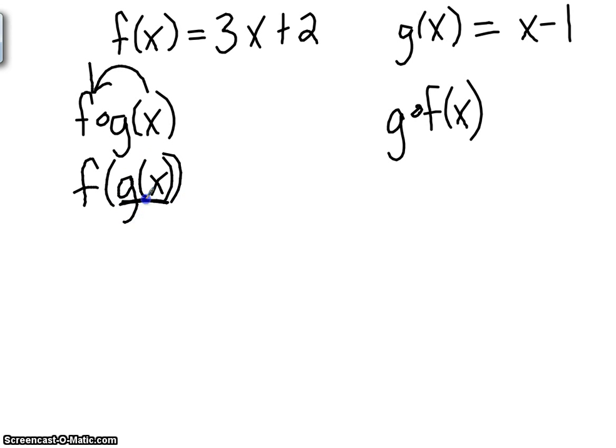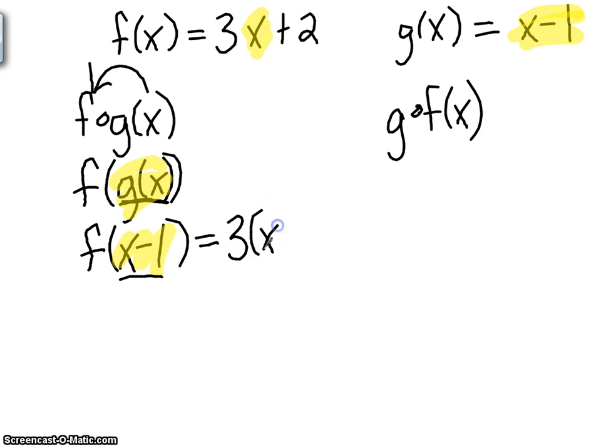But what is g of x? So we just said g of x is x minus 1. So I'm going to plug x minus 1 into this equation right here in the exact same spot. Now I know whatever's in the parentheses here has to get plugged in for x right here. It's going to replace whatever x is. That's how we evaluate the equation. So we end up with 3 parentheses x minus 1 plus 2.